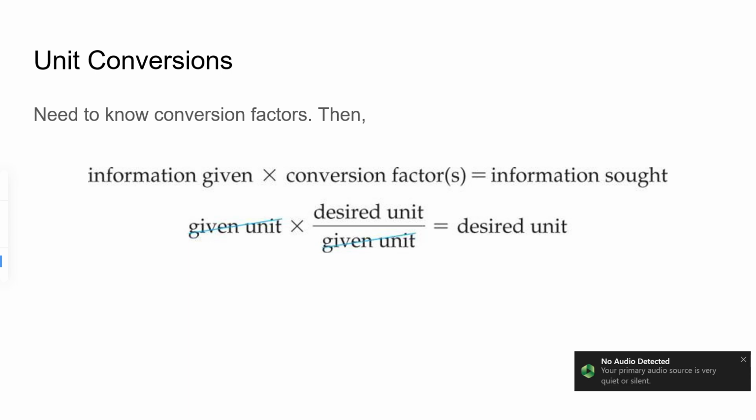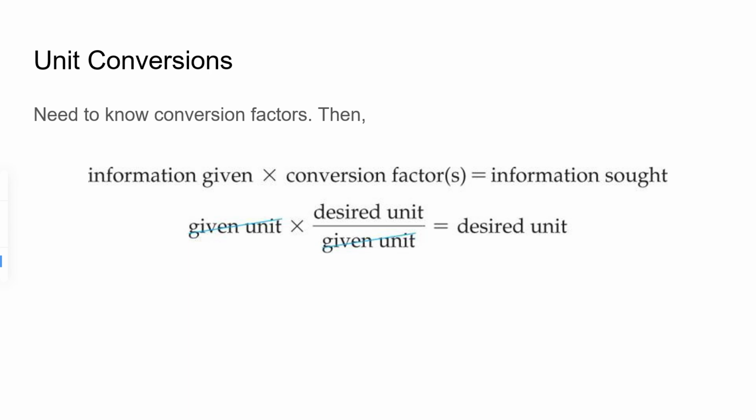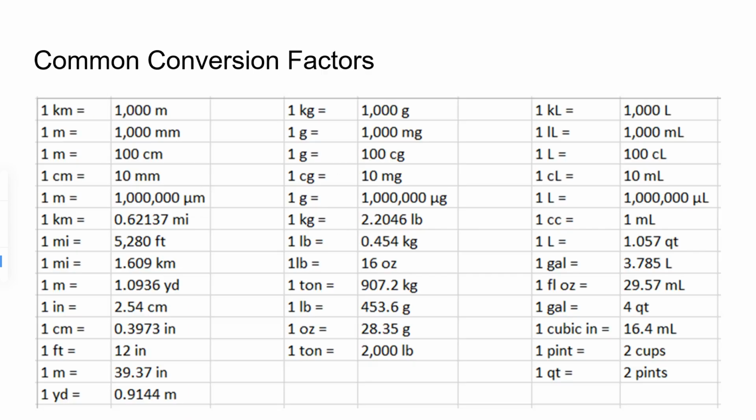In order to perform unit conversions, you need to know the conversion factor. Then you always start with the information they give you, with the number that you are given in the problem. Then you multiply it by its conversion factor, and it gives you the desired unit. These are some common conversion factors. This is a handy chart that I put together for my chemistry students, but you can feel free to save it and use it. This is not all encompassing of everything that you would ever need, but it's a good starting point.